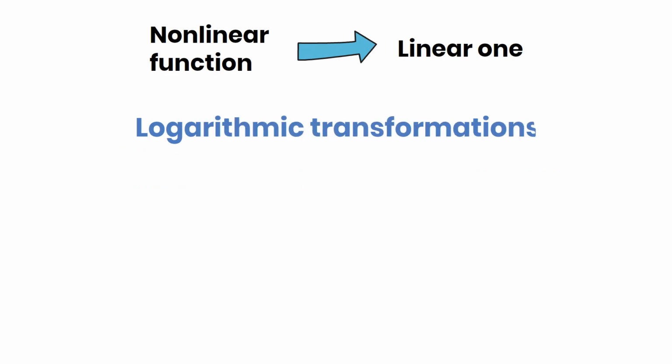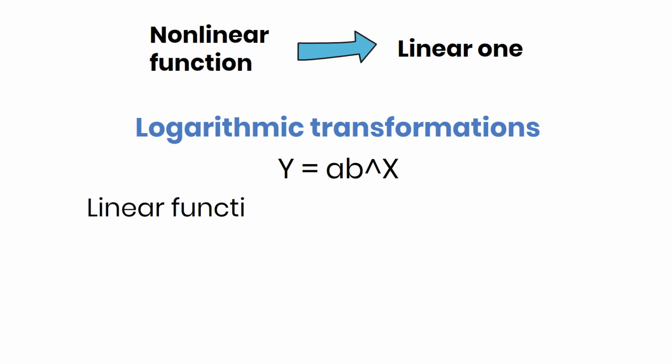Transforming a nonlinear function into a linear one for use in regression involves mathematical techniques such as logarithmic transformations. For instance, if the relationship between x and y is exponential, y equals a times b to the power of x, taking the logarithm of both sides transforms it into a linear relationship.